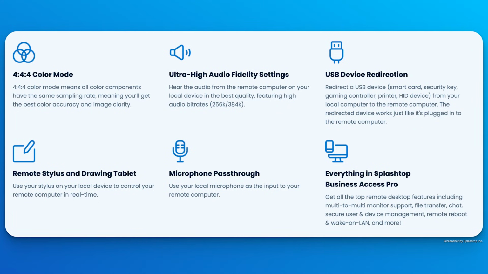If you are looking for the best image color, audio quality, and more features to enable your creativity, check out our performance tier. This product includes all the same features as our Pro tier, as well as 444 color and high fidelity audio for high quality, accurate audio and video. You also get remote stylus capabilities, remote microphone, and local USB redirection support, so you can use tablets and other devices on your local computer just as if they are connected to the remote computer.